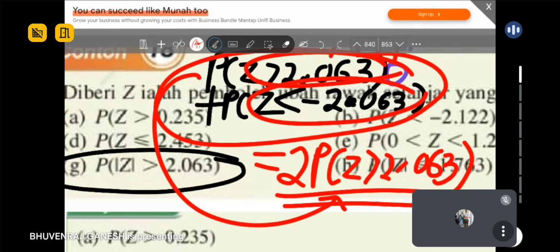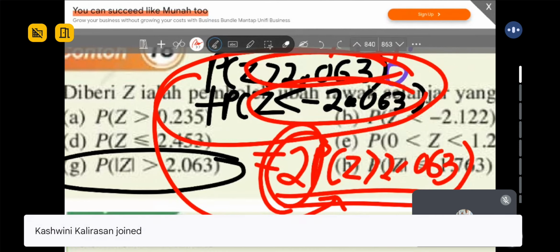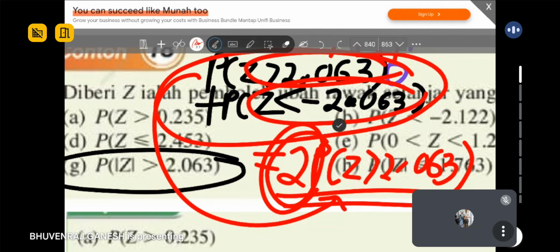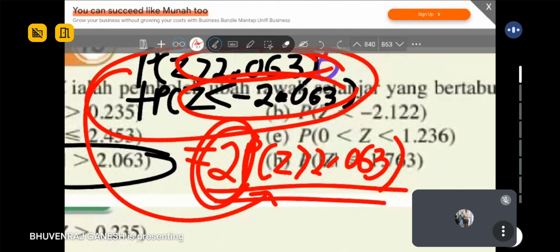Are you clear? Yes? But then that -2.063 you cannot refer to the table, right? Cannot. That's why you will switch the sign. Yes. You will switch the sign to become like the first one. So that's why it become 2 times. 2 kali. Sebab dua-dua sama nilai. Okay? So yeah. Any problem for question G?